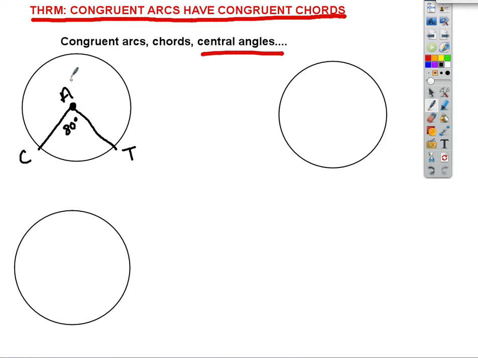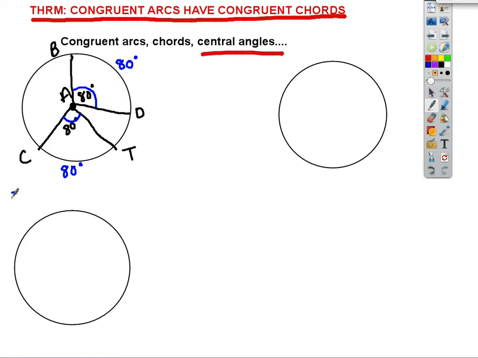If I were to construct another angle within this circle that was also 80 degrees, let's call this B and D. Well, we see that arc BD would also have to be 80 degrees, because in a circle, the central angle is going to be equal to its arc. Here, this angle is 80, so its arc is 80.